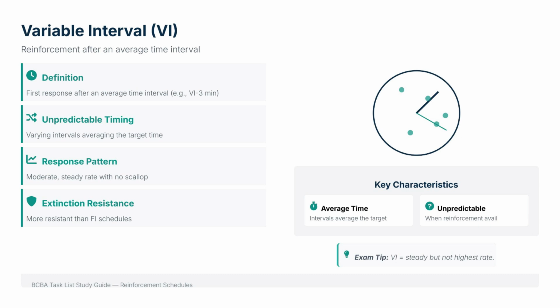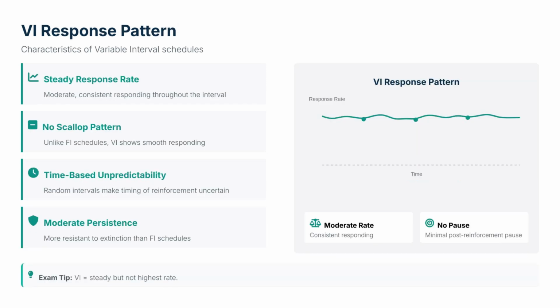Let's summarize the response pattern more clearly. Variable interval schedules produce smooth, moderate response rates. There is no scallop because timing is unpredictable. There are minimal post-reinforcement pauses, but the response rate is not as high as VR. Think of VI as stable and steady.